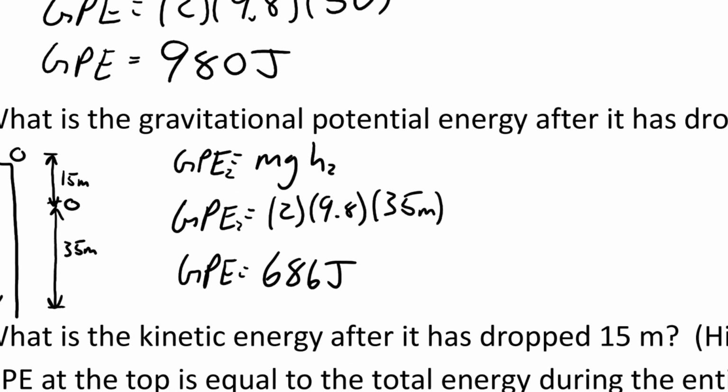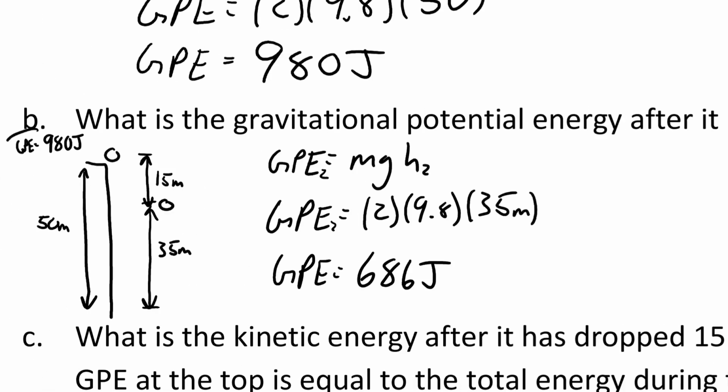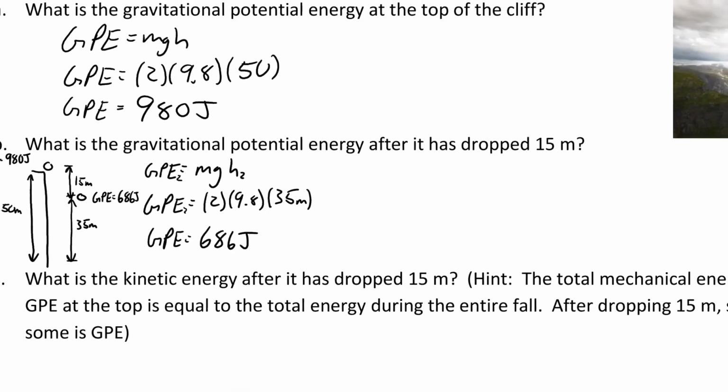We had 980 joules of potential energy initially, but then after the rock fell 15 meters, now we have a gravitational potential energy of only 686 joules. So it went from 980 to 686. How could your energy decrease like that? It must have gone somewhere, right? The law of conservation of energy says that you can't create or destroy energy.